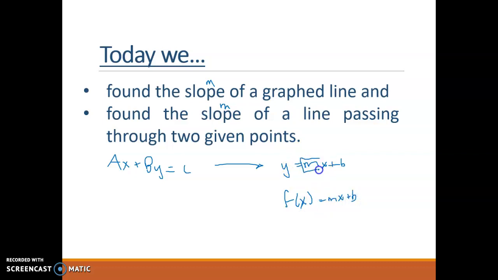Remember that m is your slope and b is your y-intercept, where it crosses the y-axis. If you guys have any questions, be sure to write those down and ask me next class.